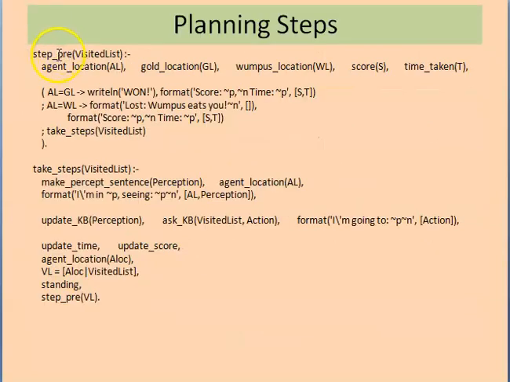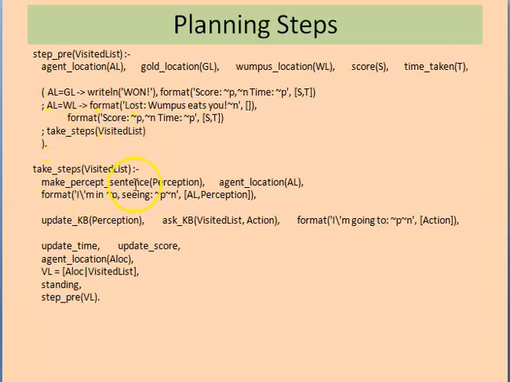Then there is the step taking process. First is the pre-step taking process and then there is take step. In the pre-step taking process, we are not asserting, but we are getting all the parameters that are stored in the knowledge base, and then we will see whether the agent location is the same as the gold location. We will print that you have won the game. If the agent location is the same as the Wumpus location, we will print that the Wumpus has eaten you. Otherwise, we will call take steps.